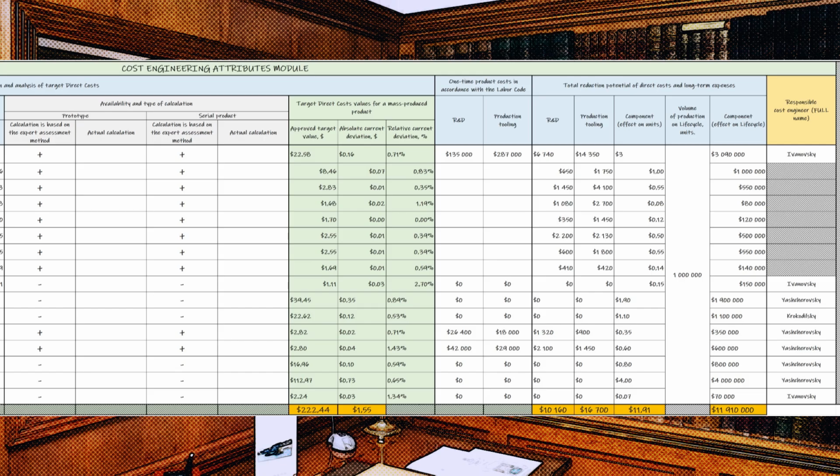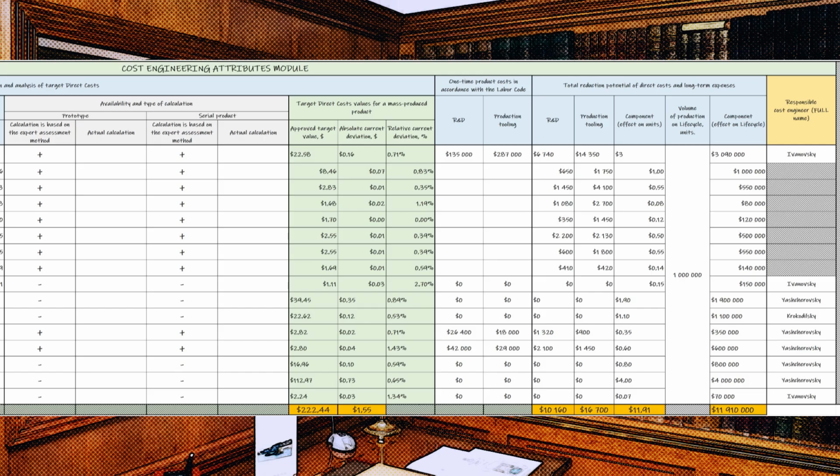The one-time product costs, in accordance with the R&D plan section, indicate the data from the R&D plan and production equipment that are relevant at this milestone. The block total reduction potential of current direct costs and expected effects on life cycle summarizes the expected effects of both design engineering and technological measures to reduce direct costs and commercial measures carried out by the buyer. In other words, from expected results of commercial negotiations with suppliers.